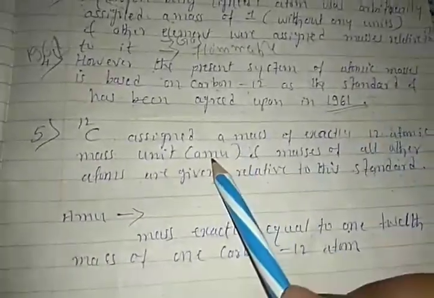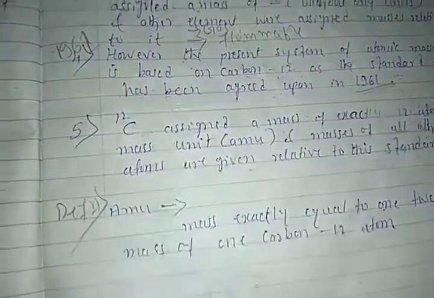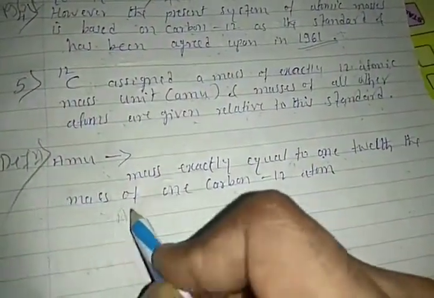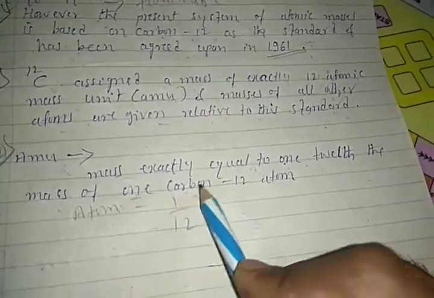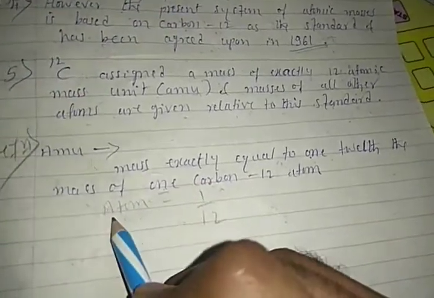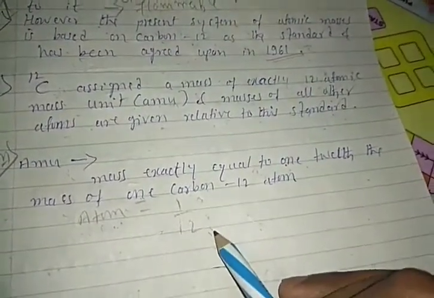So AMU means atomic mass unit. Now the definition of AMU: it is a mass exactly equal to 1/12 of the mass of a carbon atom. For any other element or atom, the mass is calculated relative to 1/12 of the mass of one carbon-12 atom, that is, 1/12 of the atomic mass of carbon, students.